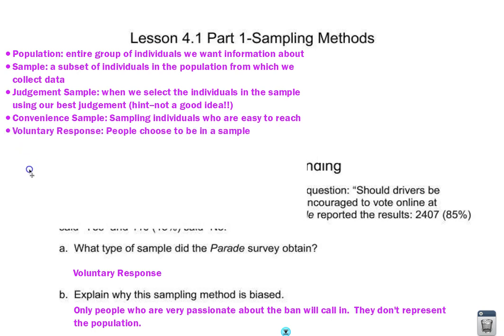Another way to get data is something called a voluntary response, where people choose to be in a sample.